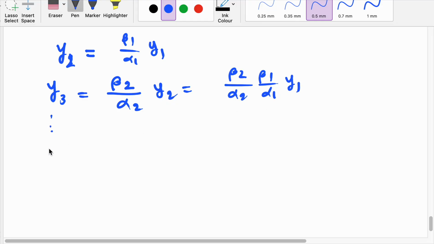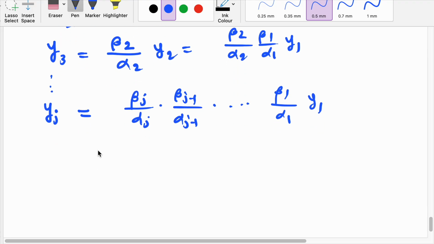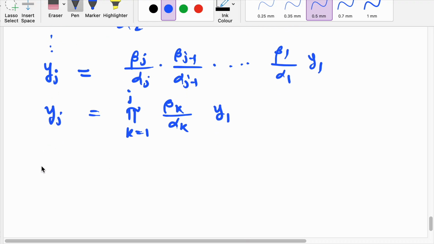Now in a similar manner, if we want to calculate the value of yj, that will be beta j by alpha j into beta j minus 1 by alpha j minus 1, and in this way up to beta 1 by alpha 1, times y1. So we can write this with the product symbol, k equal to 1 to j, of beta k by alpha k, times y1. So this is yj. Now since we know this, what is yn? yn will be the product over k equal to 1 to n.